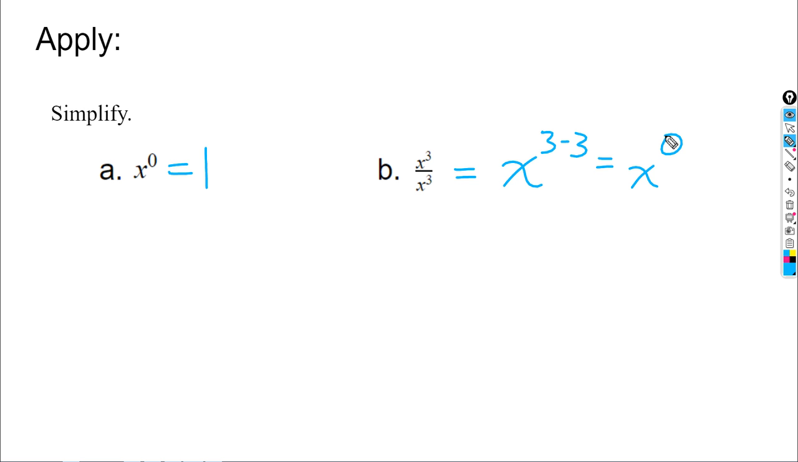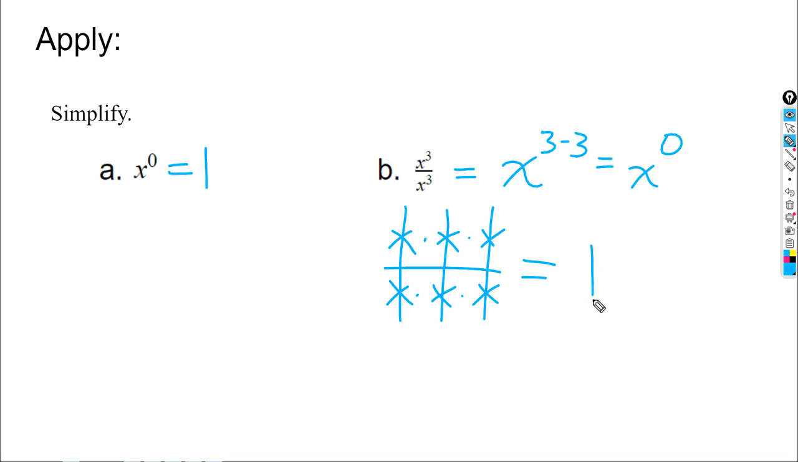We also know that if we were to expand this, we'd have x times x times x divided by x times x times x. And what is any number divided by itself? X divided by x would become 1. And we have another x divided by x becoming 1, and another x divided by x becoming 1. And 1 times 1 times 1 equals 1. So if x to the third divided by x to the third is 1, and we know from our rules that x to the third divided by x to the third is x to the 0, then we know that x to the 0 must also equal 1.